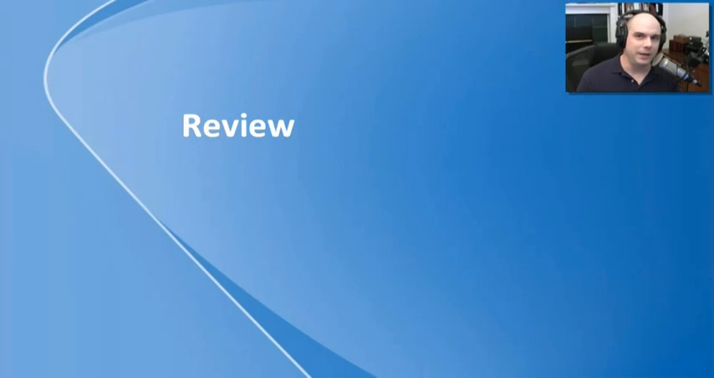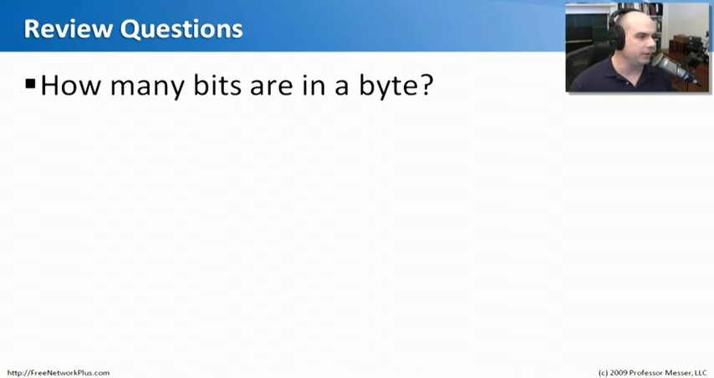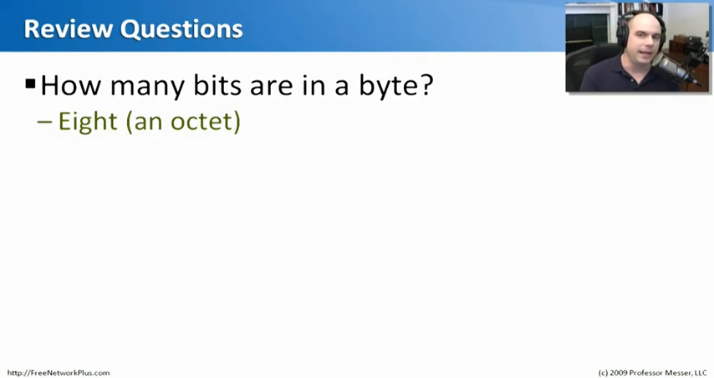Our review is already here. We've already learned everything we need to know about binary math. See, I told you it wasn't that hard. So let's go through a few questions and see if we know what we've learned here. First, how many bits are in a byte? And remember, I told you at the beginning, we know that a bit is a 1 or a 0, but a byte happens to be 8 of those put together. And again, we'll often refer to that as an octet.